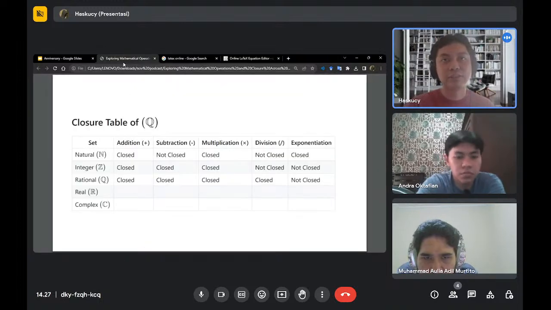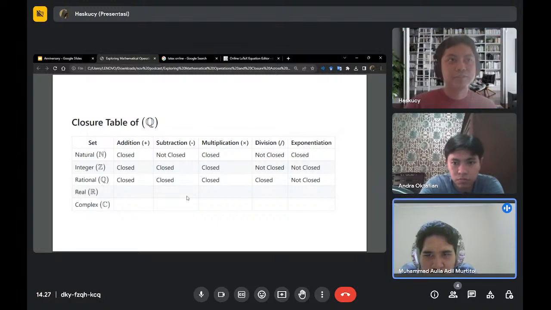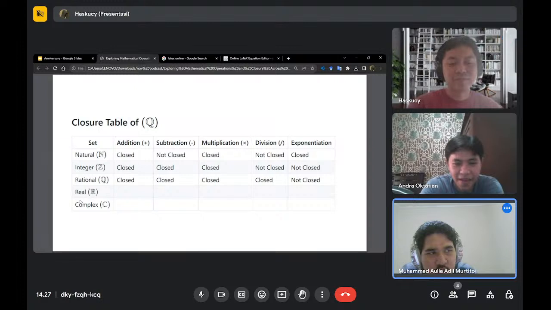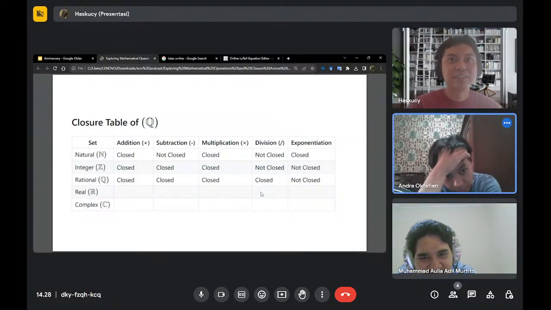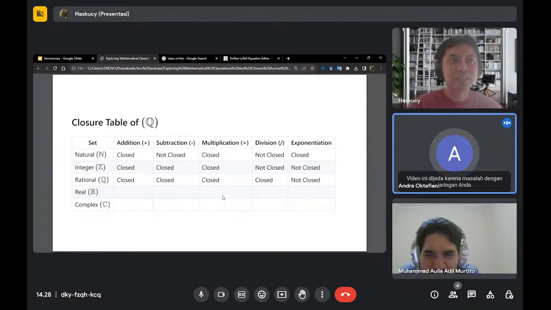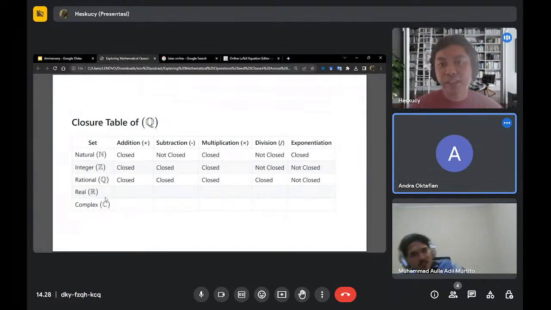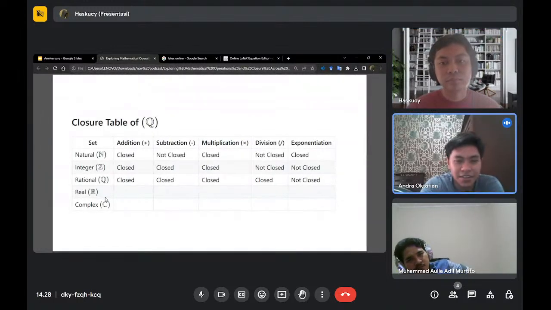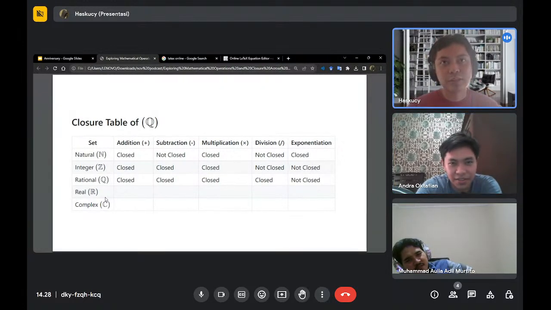That's how you know that this is actually closed. What about irrational numbers? No, real numbers: wait, real includes pi. Closed, closed, closed. And then Andrea, what do you think about multiplication? Real means pi, and pi is irrational, but it is a real number too. Division, not closed, maybe. Division not closed.